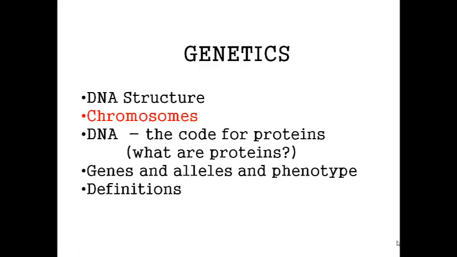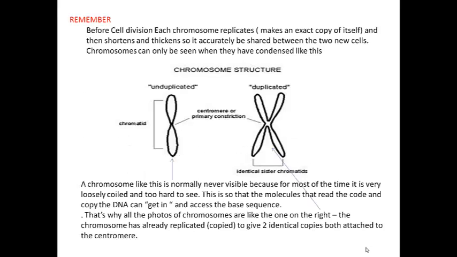In the second PowerPoint, we're going to look at chromosomes and how they're organized in the cell. Remember what we talked about in the previous PowerPoint? DNA in the cell normally is not easily seen. The DNA is unwound so that chemicals can access the bases.